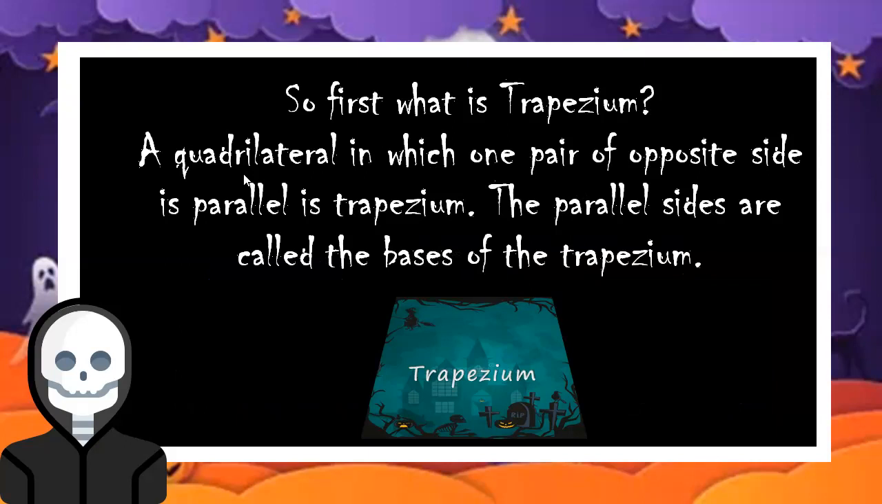So first, what is trapezium? A quadrilateral in which one pair of opposite sides is parallel is a trapezium. The parallel sides are called the bases of the trapezium. Now, let's know about the properties of trapezium.